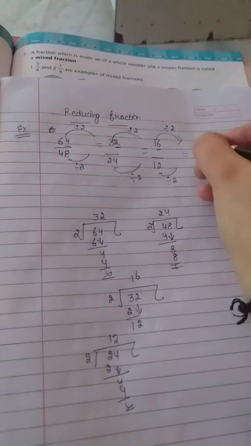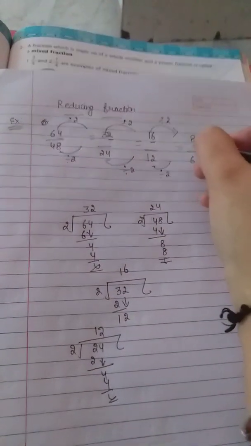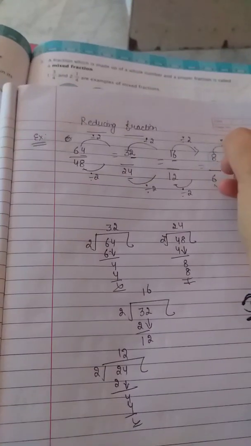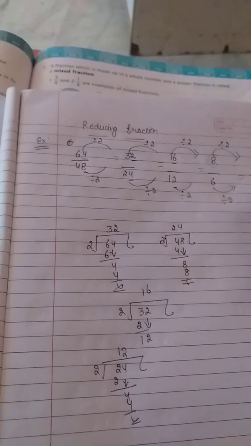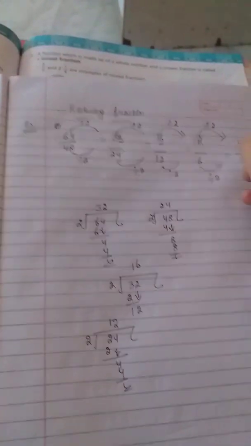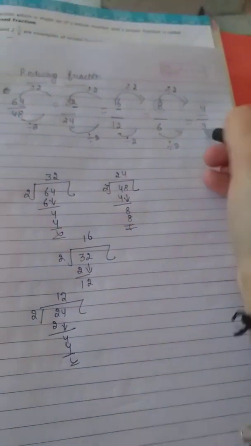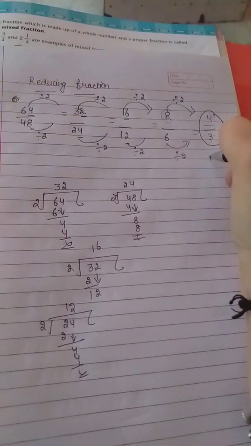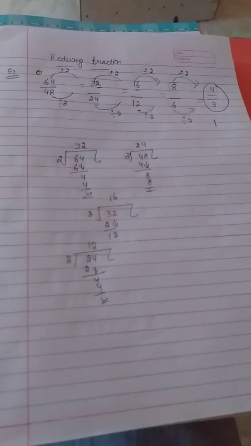So 8 twos are 16 and 6 twos are 12, and these are again divisible by 2, both the numerator and denominator. We get 4 twos are 8 and 3 twos are 6. 4 is divisible by 2, but 3 is not divisible by 2. That is our answer. In this, the common factor is only 1. So, it is our reduced fraction. In this way, we can reduce a number to its smallest form.